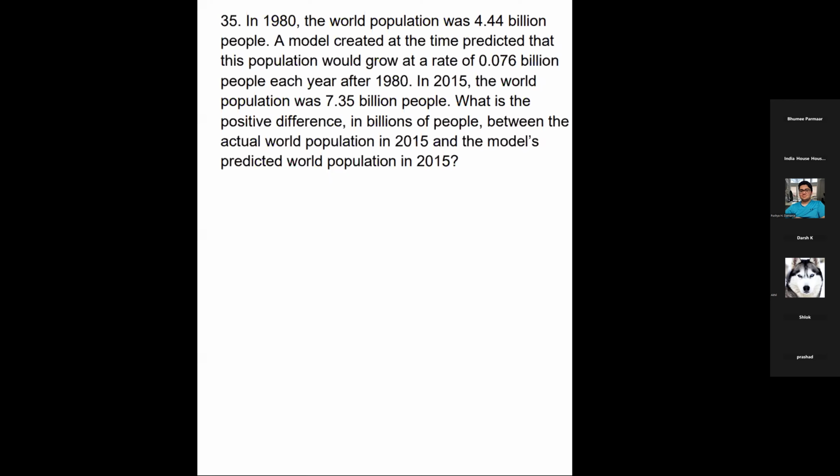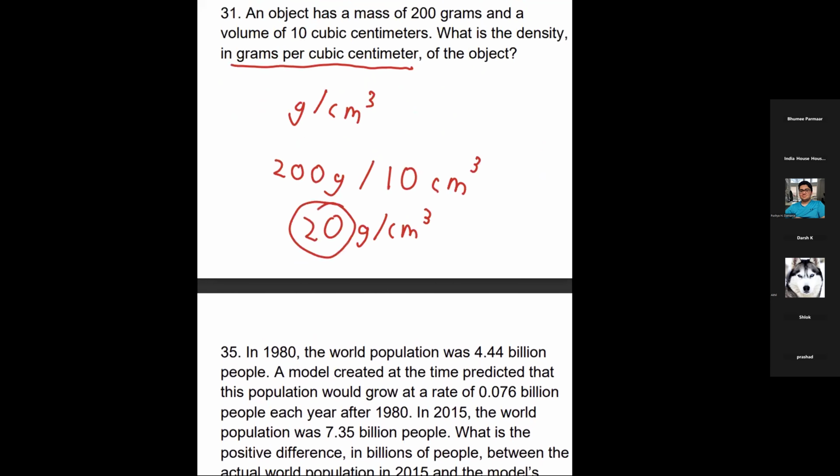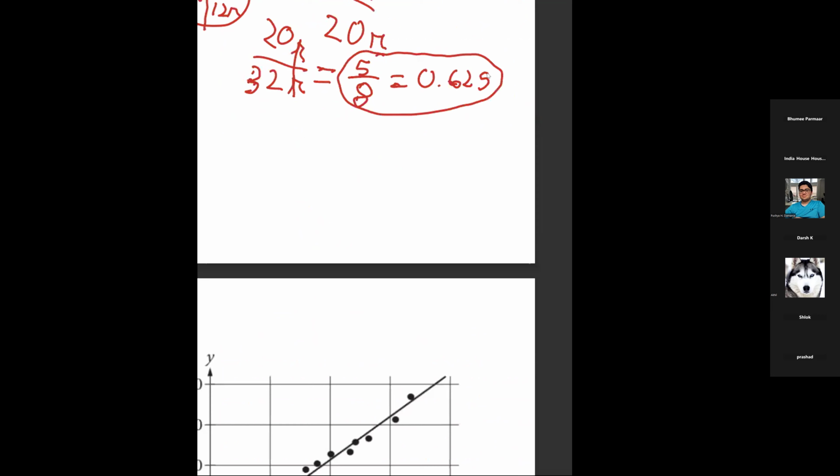Someone asked what was the answer to the last question? It was 5/8 or 0.625.